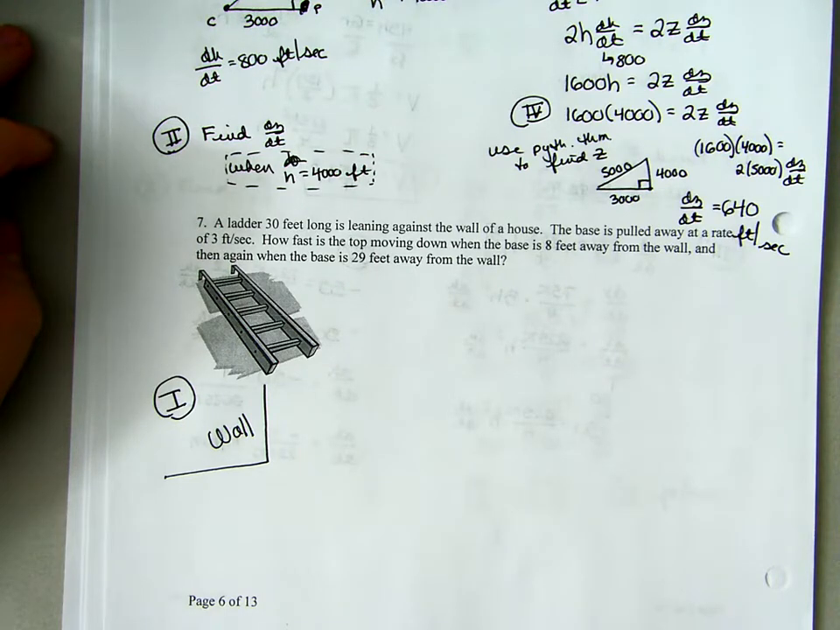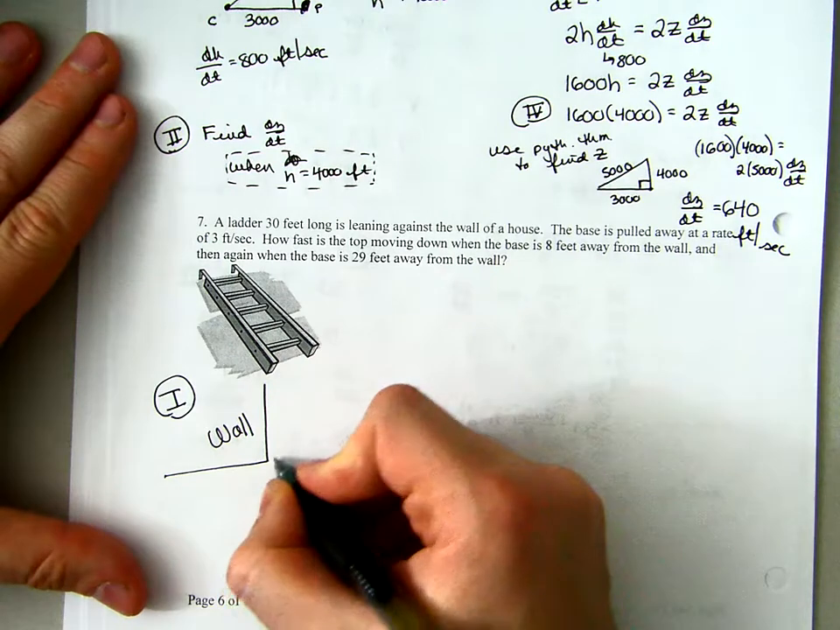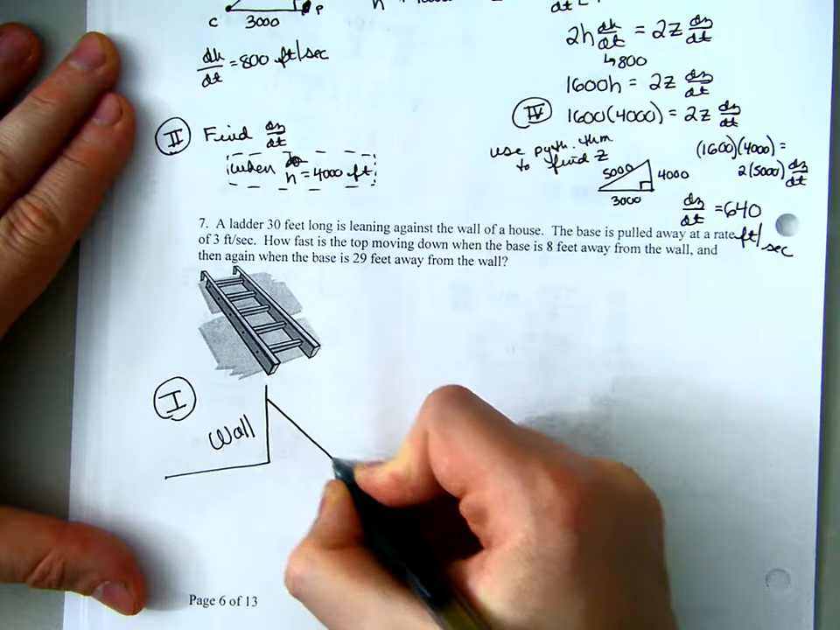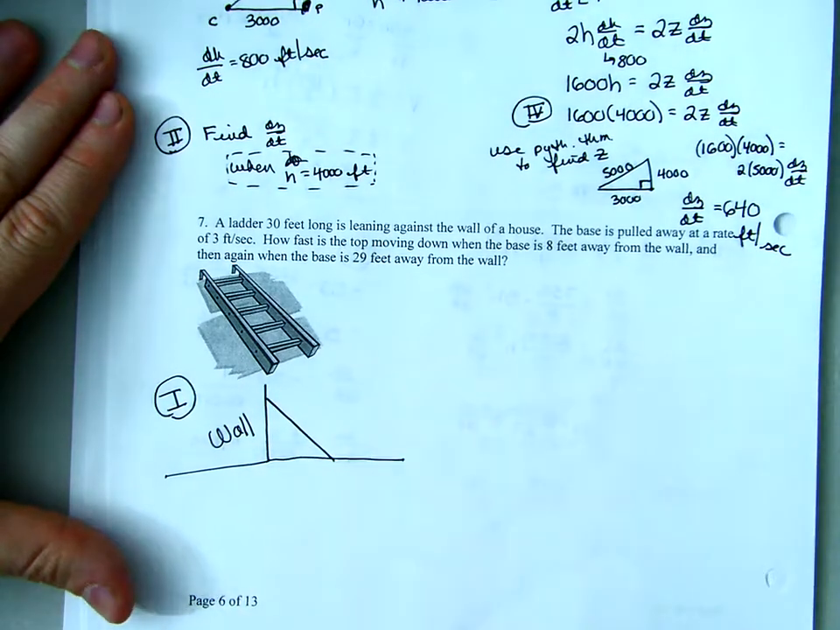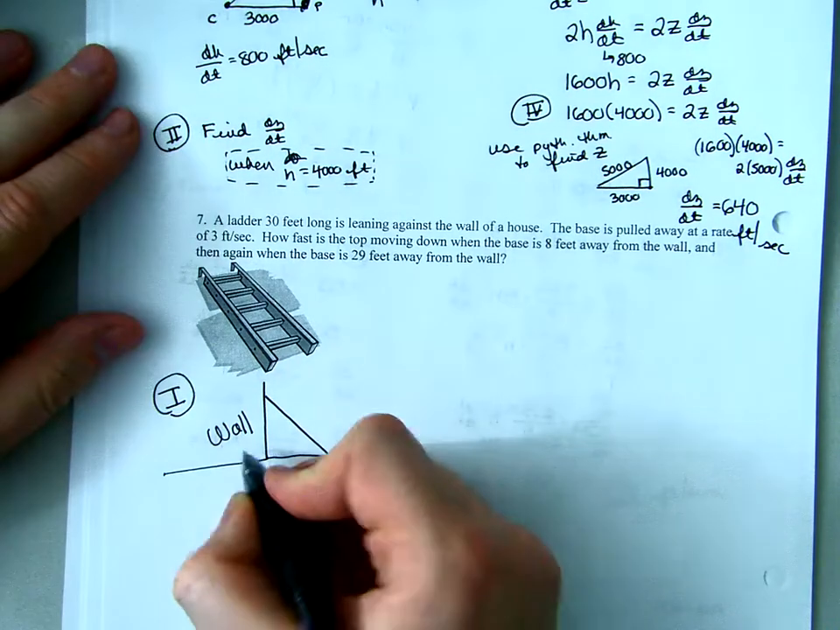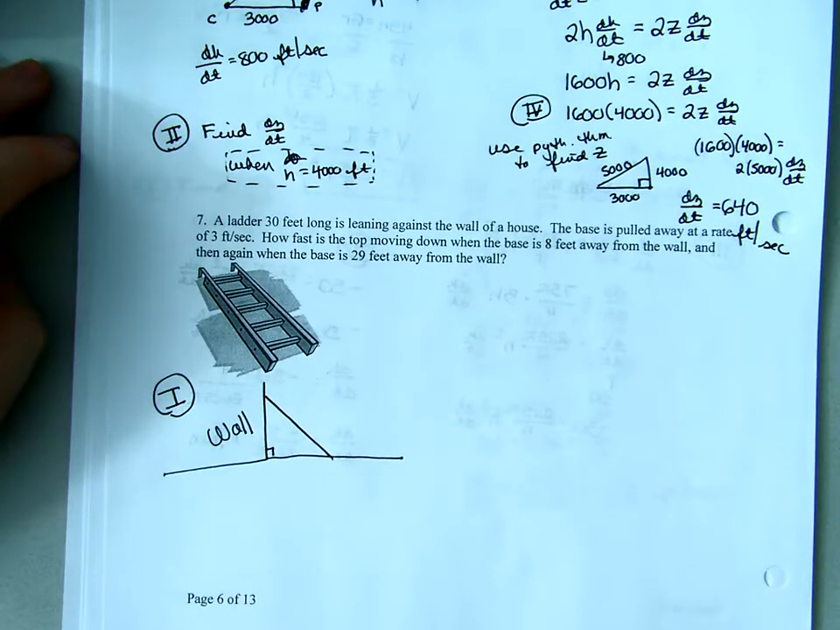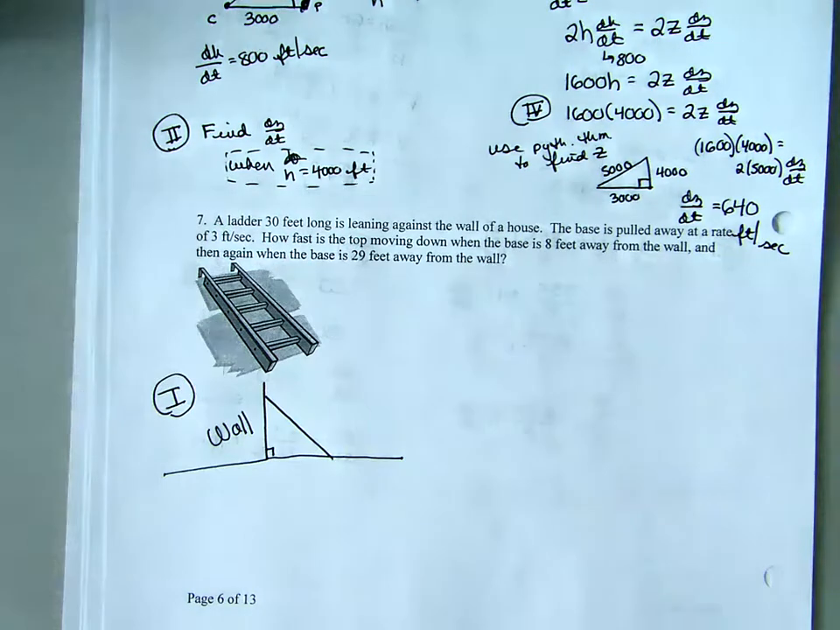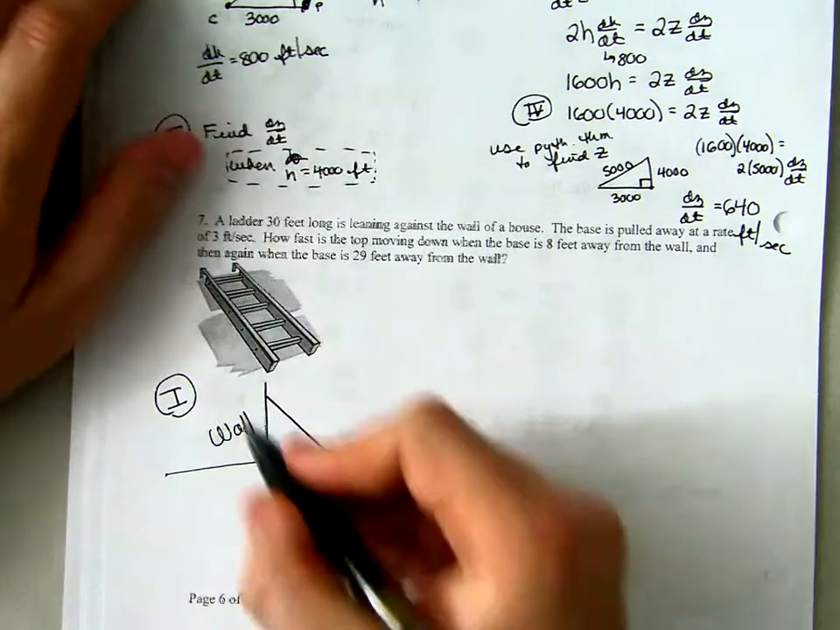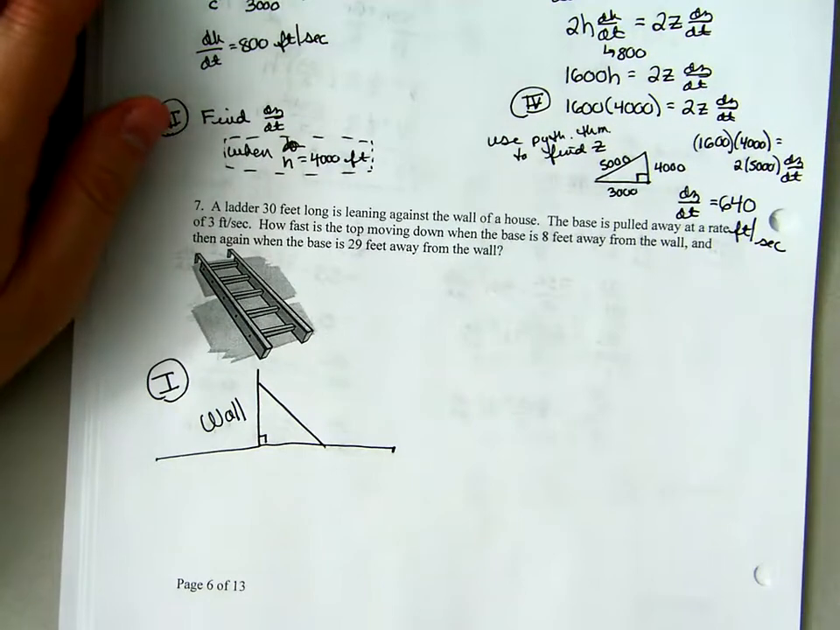I drew my wall. I'm going to put the ladder over here. Here's like the floor. And you see that it makes a triangle. And can you envision what this is going to look like as the ladder slides down the wall? Can you kind of picture the triangle? Is it the top of the ladder that's sliding down the wall? Is it going that way or is it going that way?